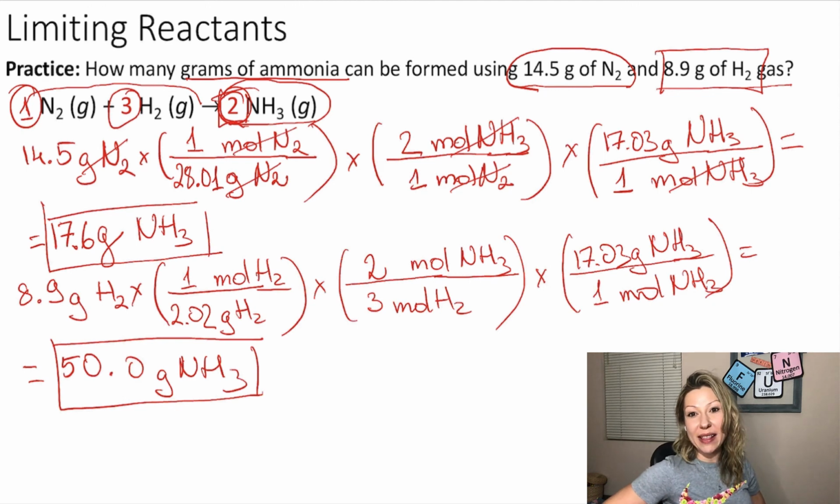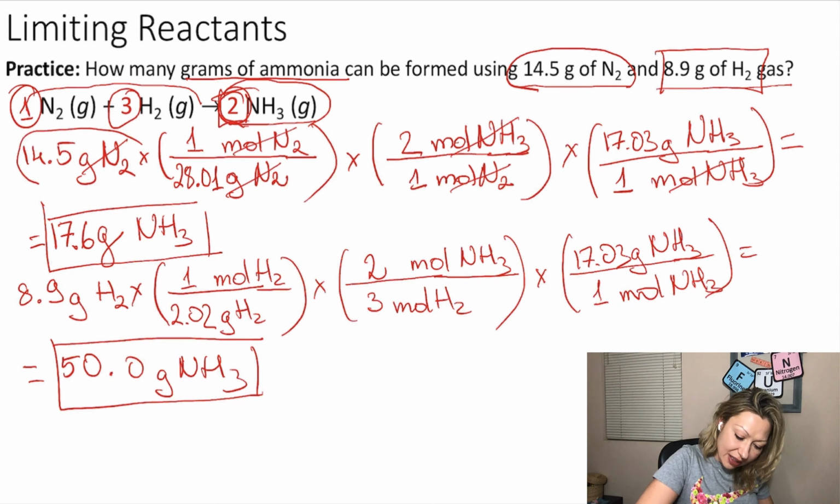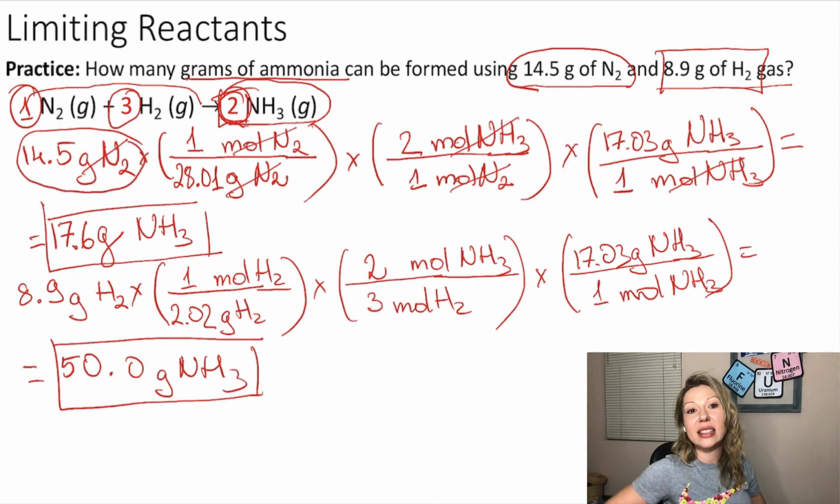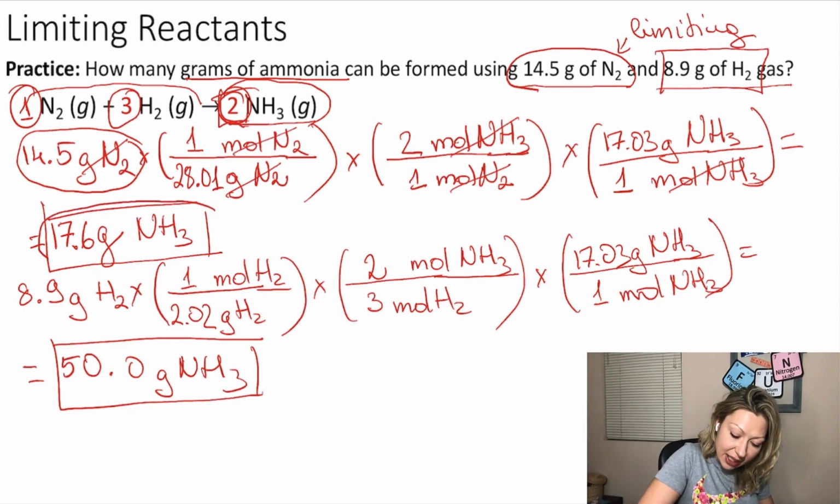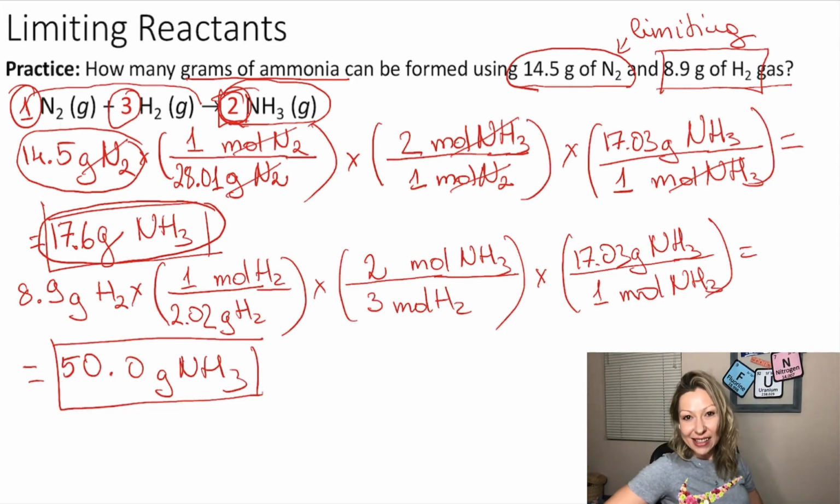So which one is my limiting reactant? The nitrogen gas is going to be my limiting reactant because I can make less amount of the product if I use up all the nitrogen gas. I'm going to end up having leftover hydrogen gas, right? So N2 is my limiting reactant. And the answer for this question is 17.6 grams. Okay, I hope this makes sense.